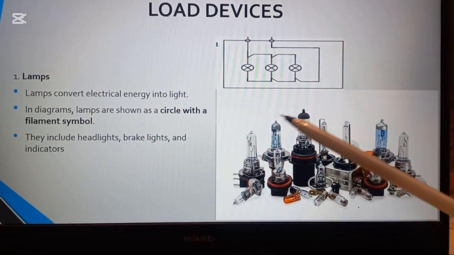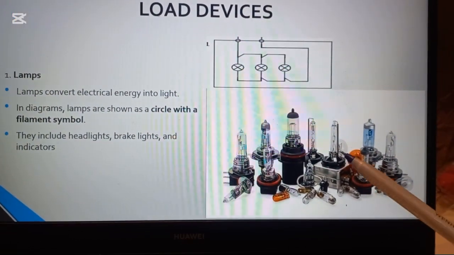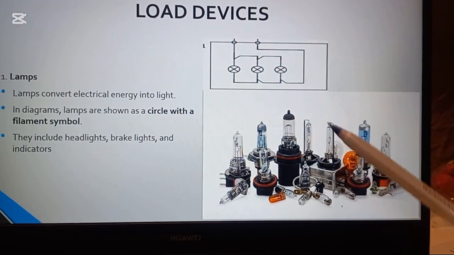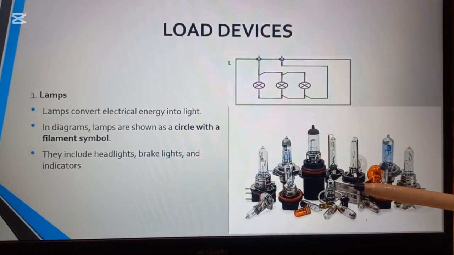and these are the bulbs. No matter how they look, what is giving light is this one. So in the circuit you'll see this, but when you go to the machine, this is what you'll find.